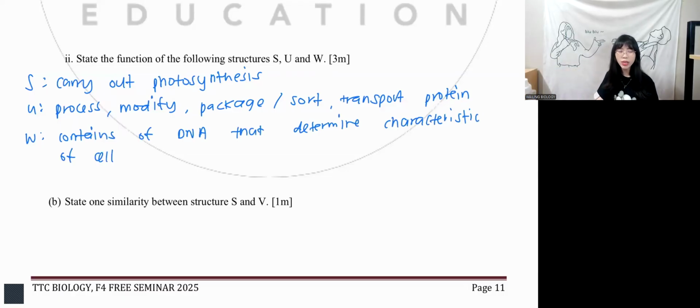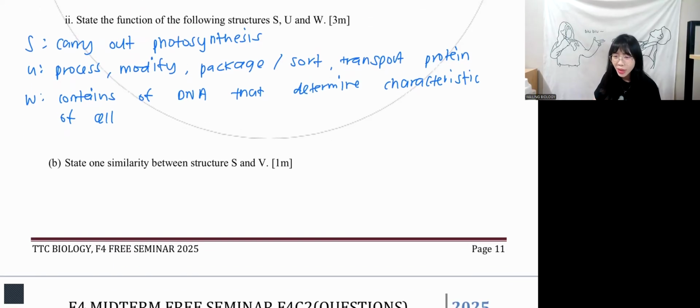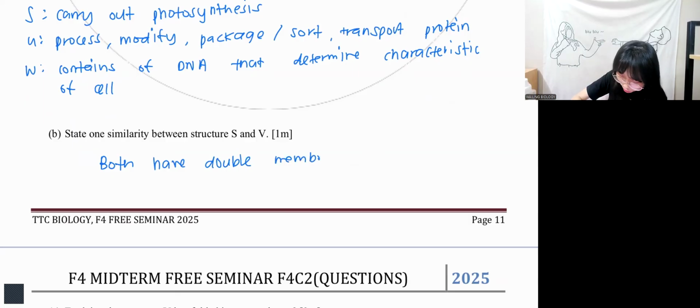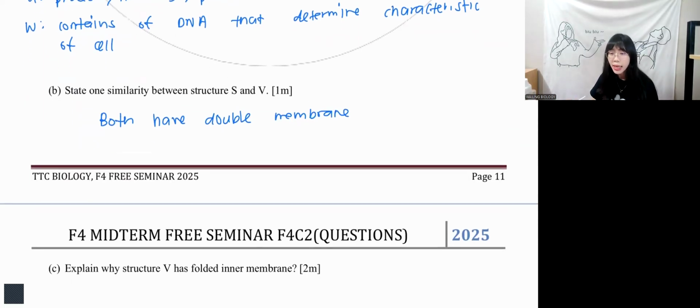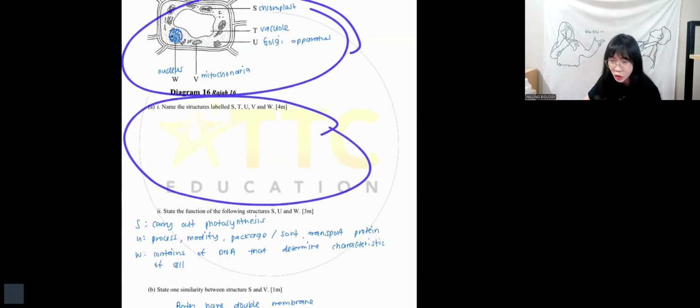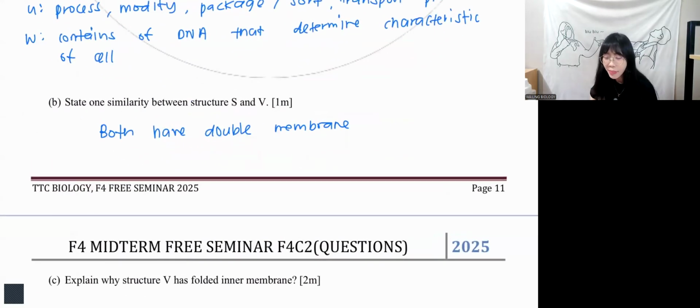State one similarity between S and V. S is chloroplast, V is mitochondria. We only have one answer to write. Similarity, very good. Not energy, guys. Just like I say, you can write energy, right? You can only write both have double membrane. Only one answer to this. Both have double membrane. Can I just label the name in the diagram for A1? Cannot. You have to write it over here in the exam. You cannot write it over here, yeah? You're going to write it in the space given to you. Can I write made of double membrane?